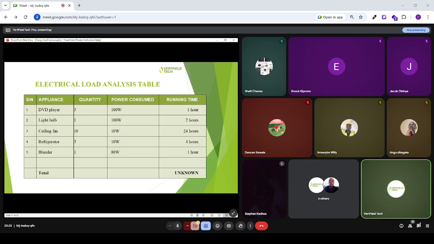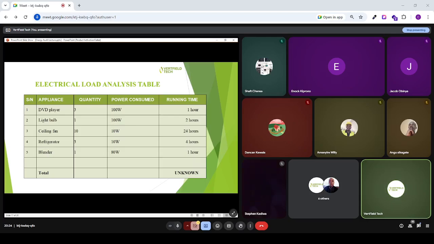For the light bulb, the quantity is 1, power consumed is 100 watts, running time is 2 hours. For the ceiling fan, quantity is 10, power consumed is 10 watts, running time is 24 hours. For the refrigerator, quantity is 3, power consumed is 10 watts, running time is 4 hours. For the blender, quantity is 1, power consumed is 80 watts, running time is 1 hour.